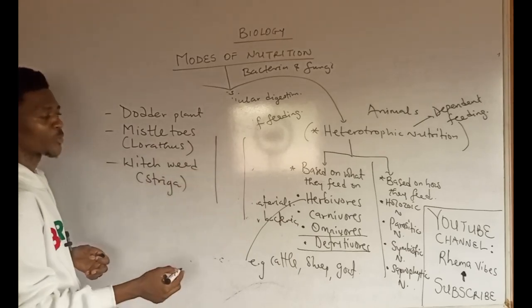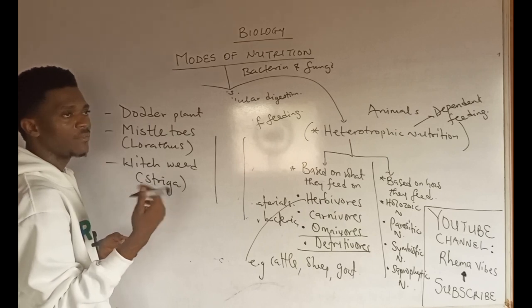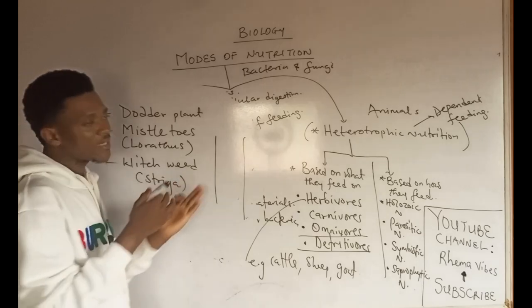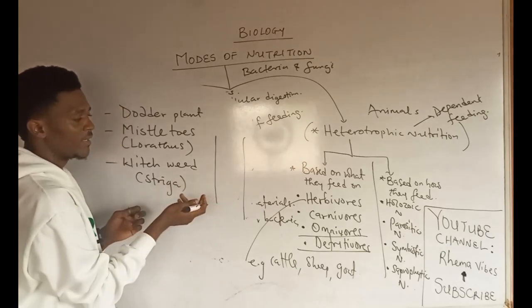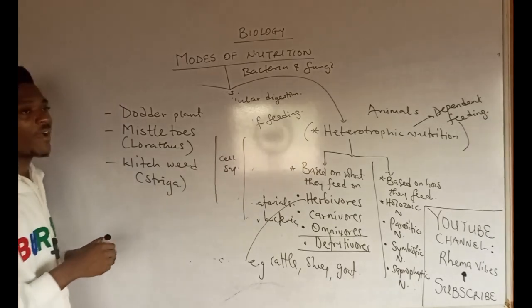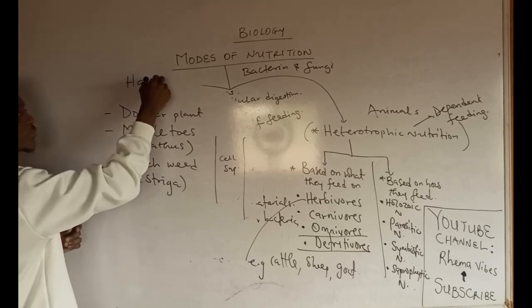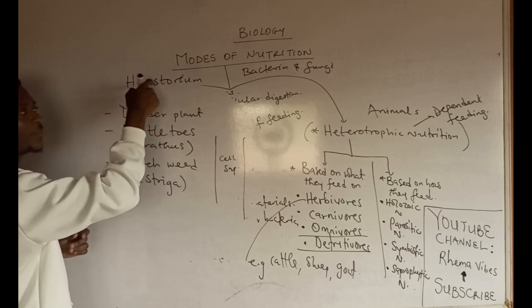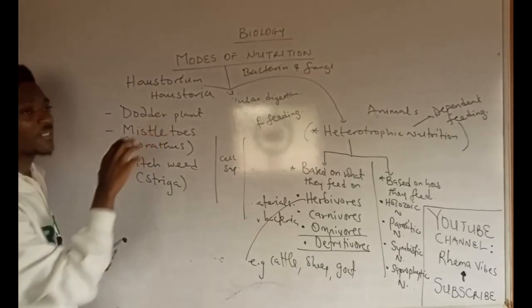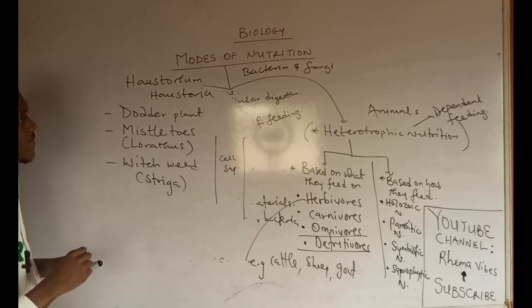Let's say this is the bark of a host plant, a higher plant. What happens is that these plant parasites have a device like a siphon. They inject that device into the bark of the higher plant in order to get nutrients from the cell sap of the higher plant. The device, which is more or less like a siphon, is called the haustorium. This is singular, while the plural form is haustoria. So this is what parasitic plants use to obtain food nutrients from their host plant. So that is for parasitic plants.